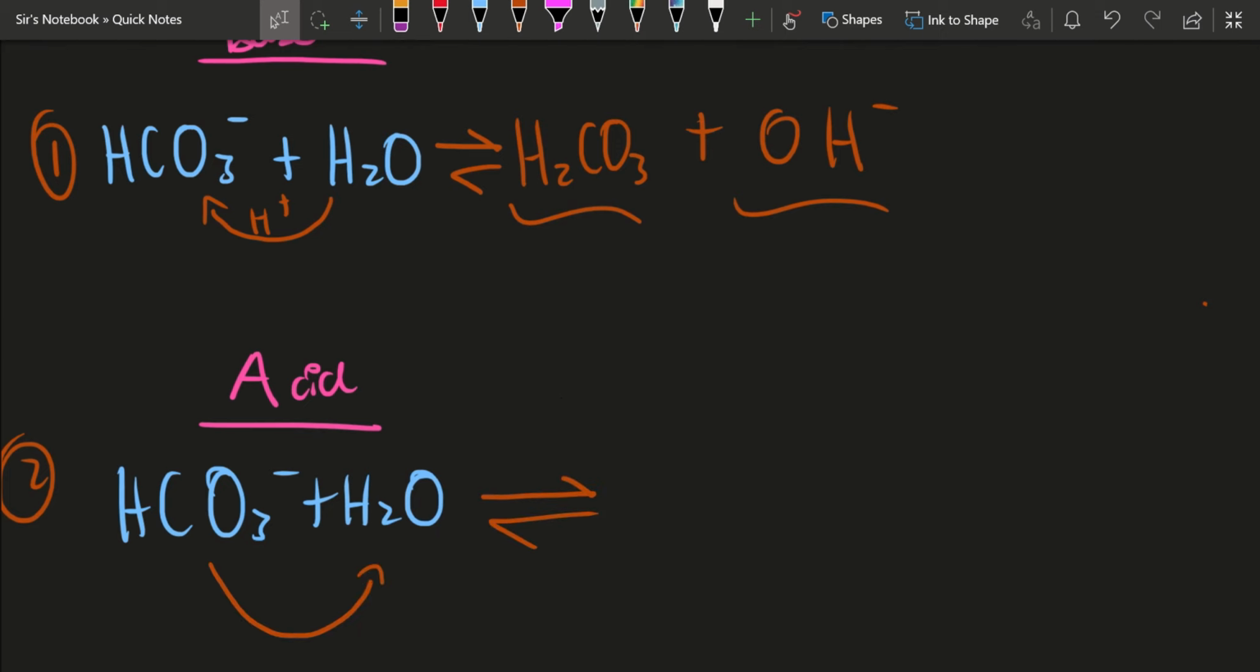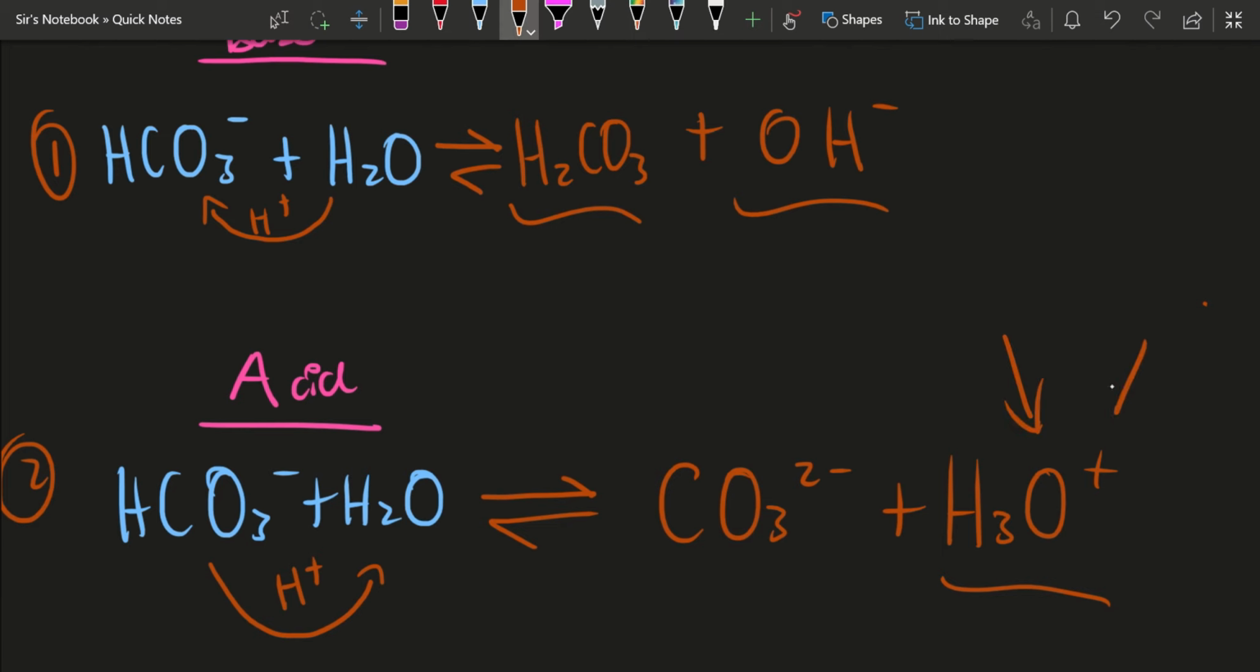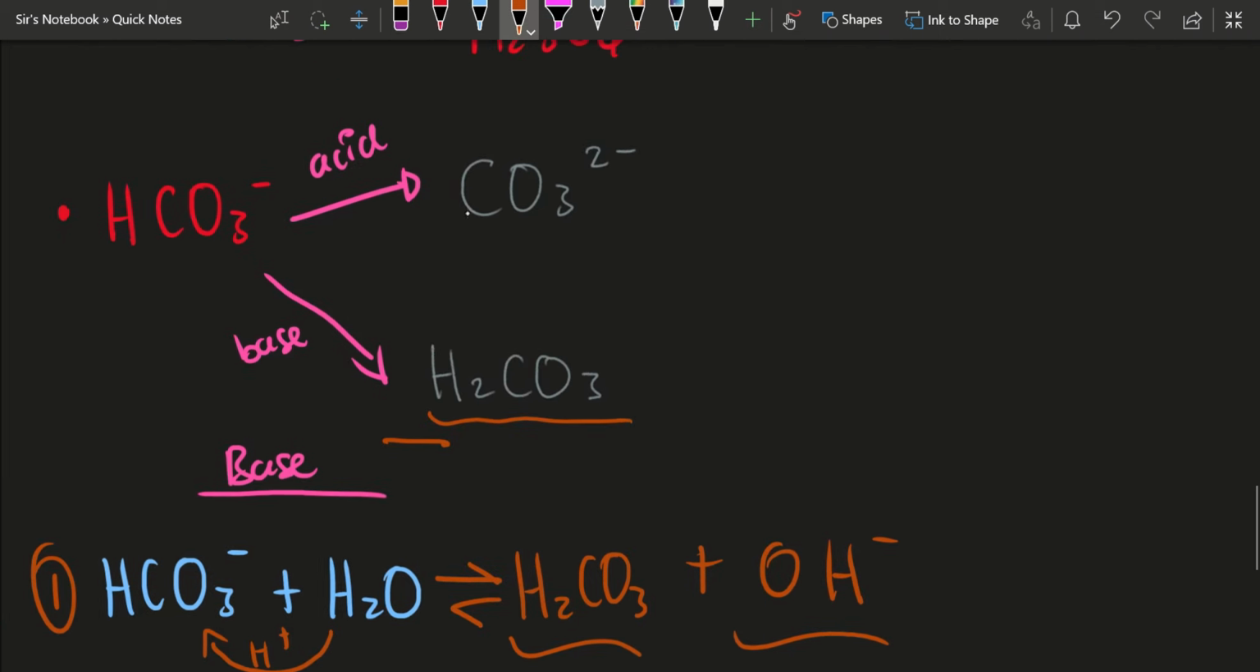It gives away a proton to water. What do we then have? CO3 2-, plus a hydronium ion. Remember, the definition of an Arrhenius acid is a substance that produces hydronium ions when dissolved in water. So in this case, when HCO3- acts as an acid, it forms this and the hydronium ion, which is exactly what we said here.